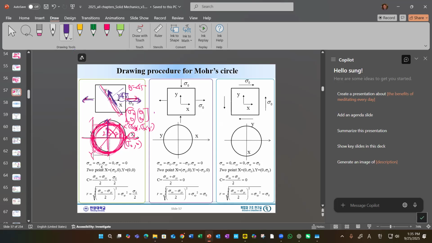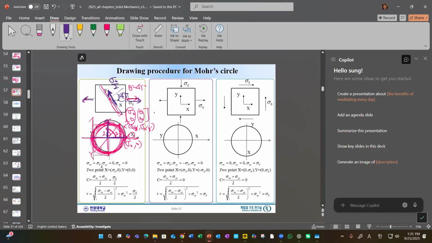And this sigma 0 was this much. As you can see, this one is simply half of sigma 0, because this is a radius and this is a diameter. So you can immediately understand what the maximum shear stress will be in this plane.